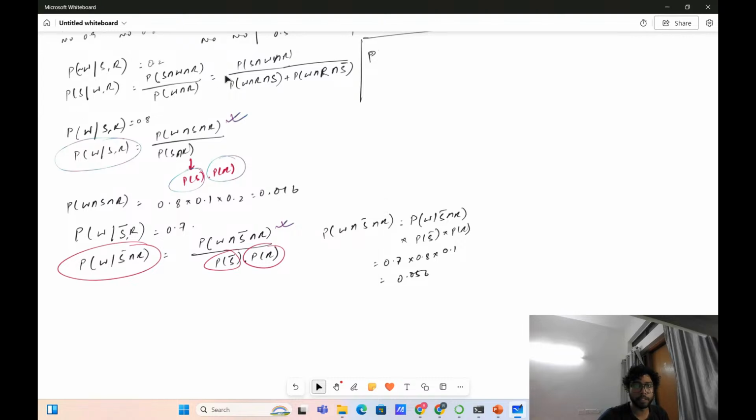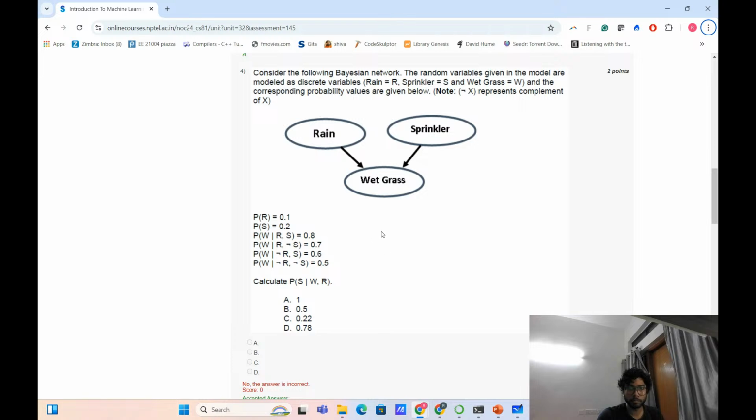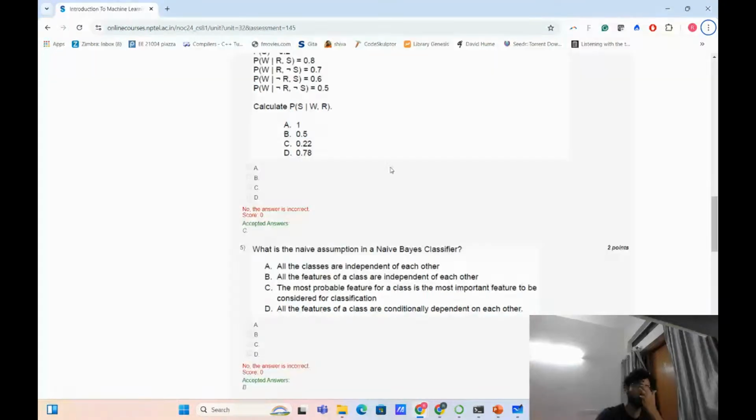So now, if you see what we initially needed to calculate, we obtained this thing and this thing. Now we just apply it. P of S given W and R equals 0.016 divided by 0.016 plus 0.056. So whatever value you get, that is your answer. Let me calculate this quickly. So this is coming out to be 2 by 9, which is 0.22. Right? Is that fine? So the answer is C, 0.22. Okay?